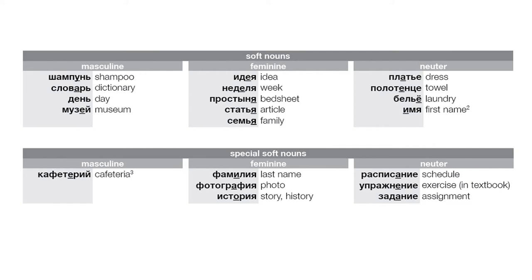Полотенце, белье, имя. Remember, имя is very peculiar for now. We'll learn more about that type of noun later, but it is neuter.